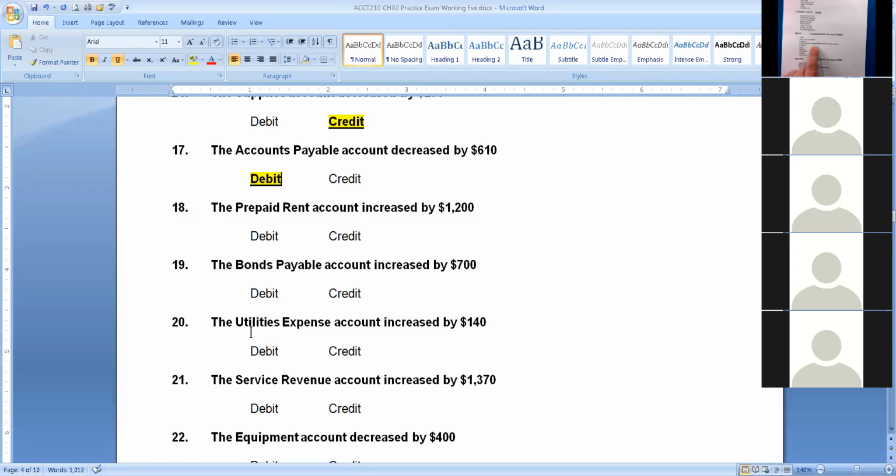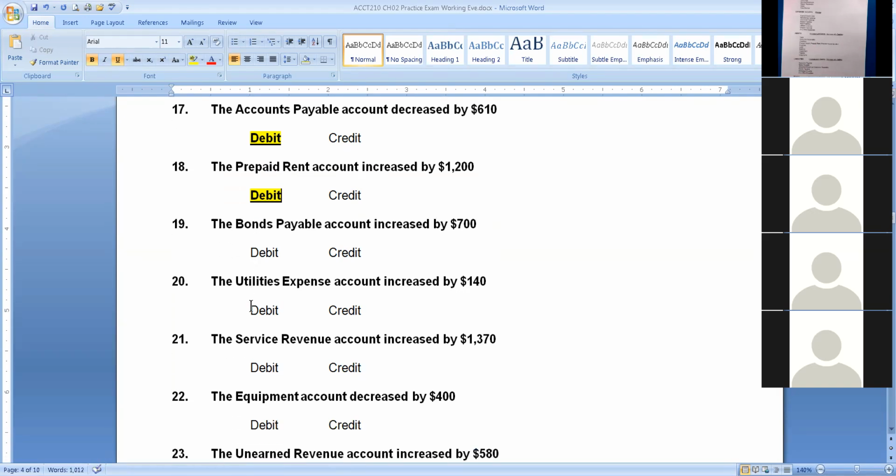No one? Debit. Debit. Bonds payable account increased. Credit. Yep. Bonds payable is a liability, and it's going to increase with credit.